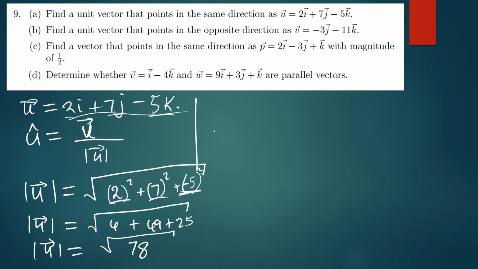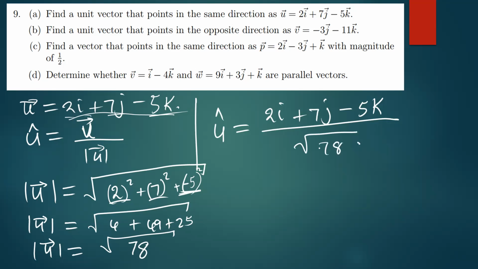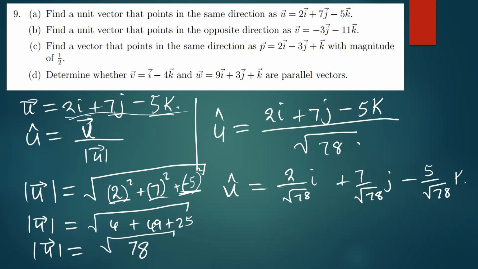Now to find the unit vector in the direction of u, we divide the vector itself, 2i plus 7j minus 5k, by its magnitude, which is the square root of 78. If you want, you can leave it like this. Some markers will recommend that you leave it in this format: 2 over the root of 78 i plus 7 over the root of 78 j minus 5 over the root of 78 k. Whether you leave it like this or like that, the answer is still the same.